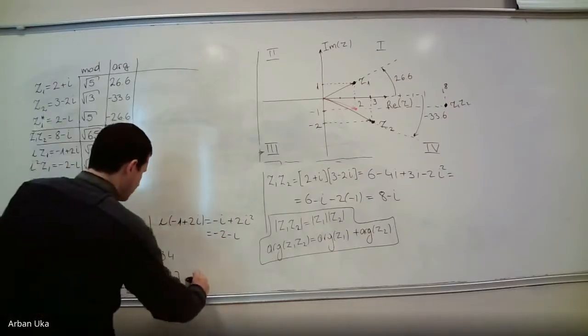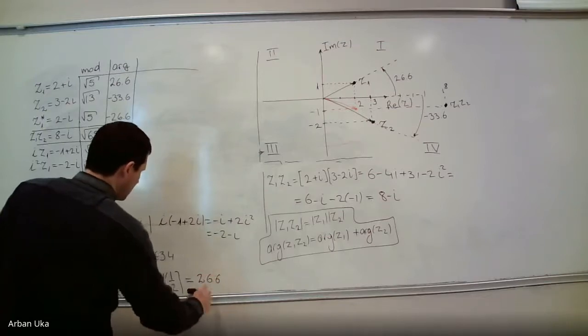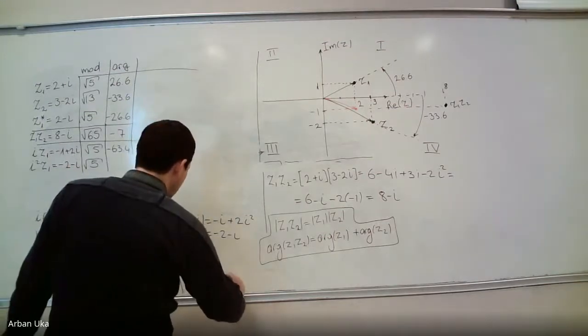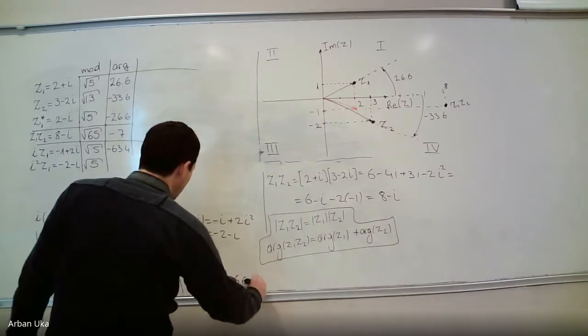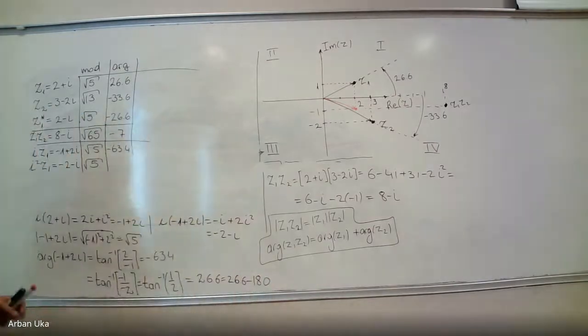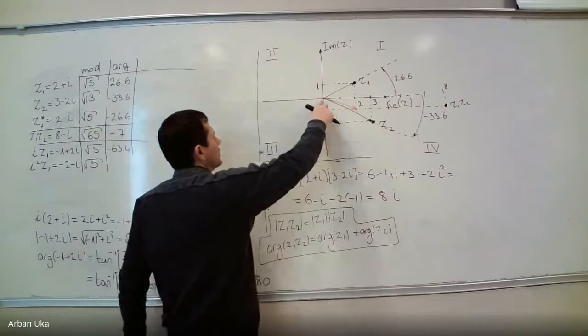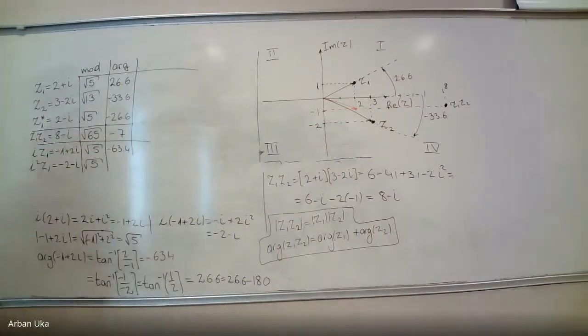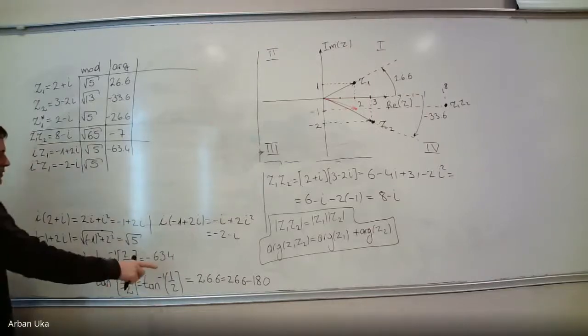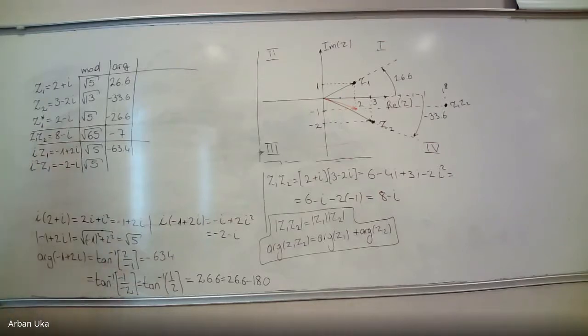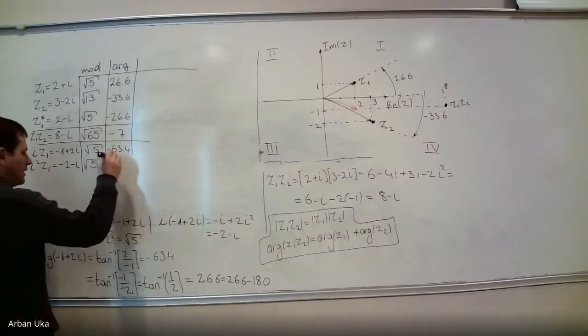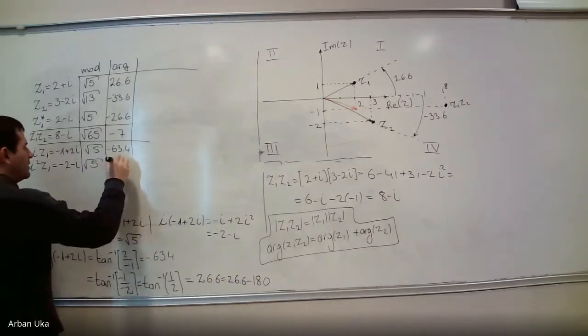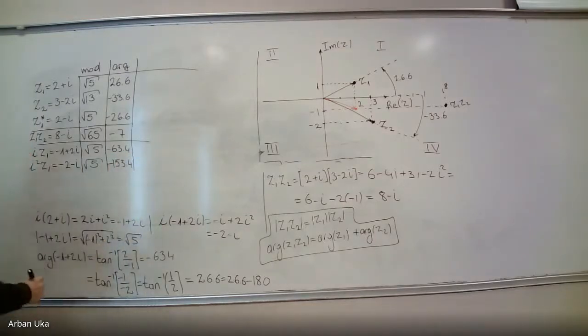26.6. But this is also equivalent to 26.6 minus 180 degrees. Would you agree with this? Because both these angles have the same slope, okay? Then this is 26.6 minus 180. So what is this number? Minus 180, we just have here, minus 153.4. That's good.